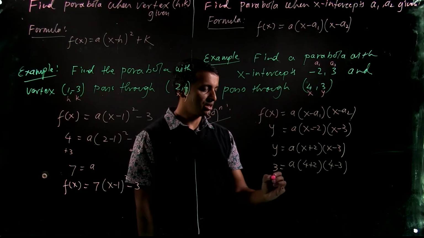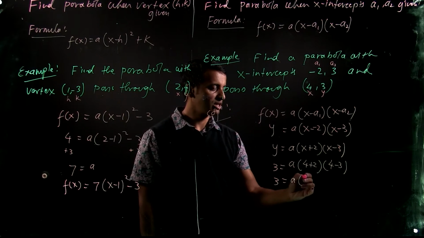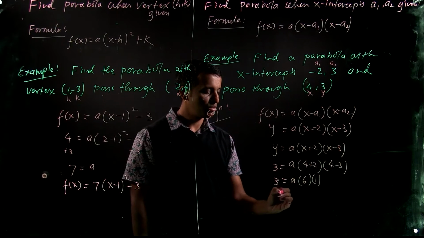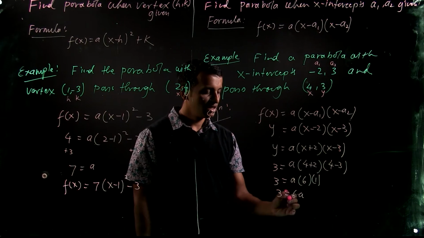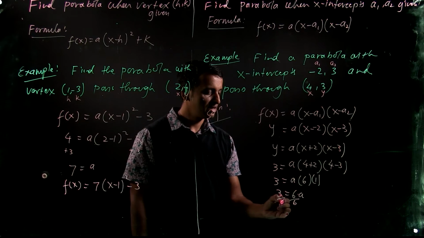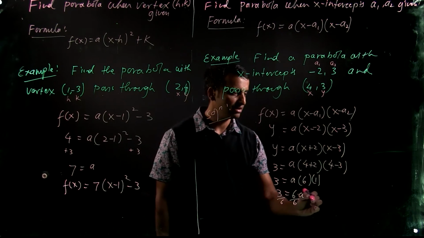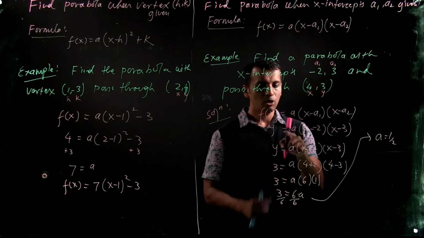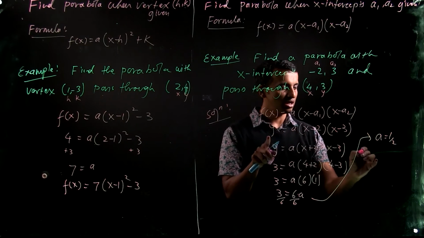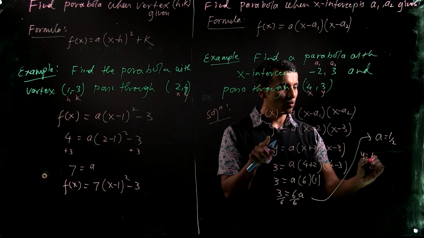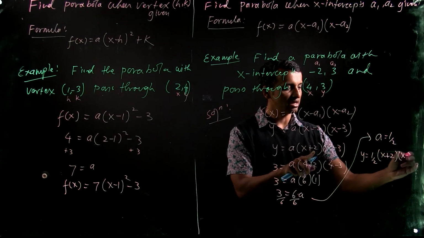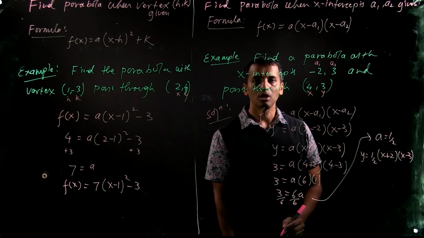What do you get? So you get 3 equals a times 6 and then just 1, right? So this is just 6a. So 3 equals 6 times a. So what do you get? You divide by 6. So you get a equals 1/2, right? So let me plug that in. a equals 1/2. Now plug back into the equation. So you get y equals 1/2 times (x plus 2) and then (x minus 3). So that's the equation of the parabola.